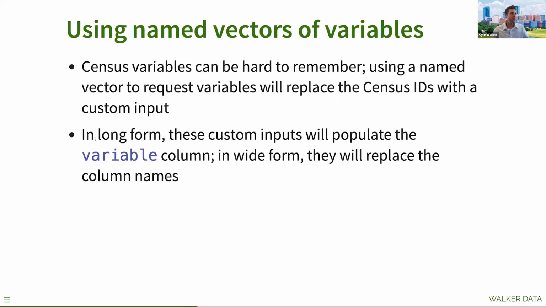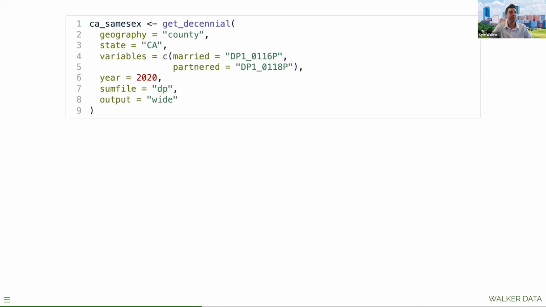With respect to the variable names, yes, it can sometimes be a headache to work with those variable names. But if you specify something called a named vector, you can actually replace the variable names with whatever you want in your output data set. In long form, the custom inputs that you put in will populate the variable column. If you're using wide form, those are going to be your new column names.